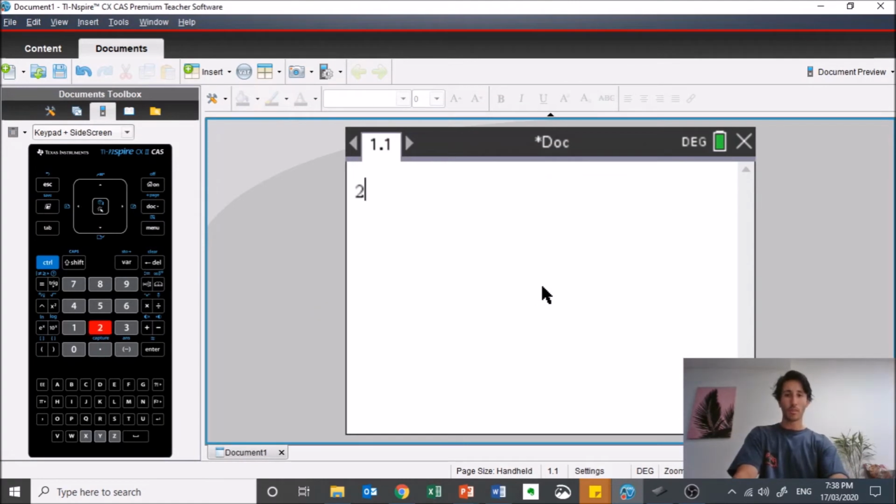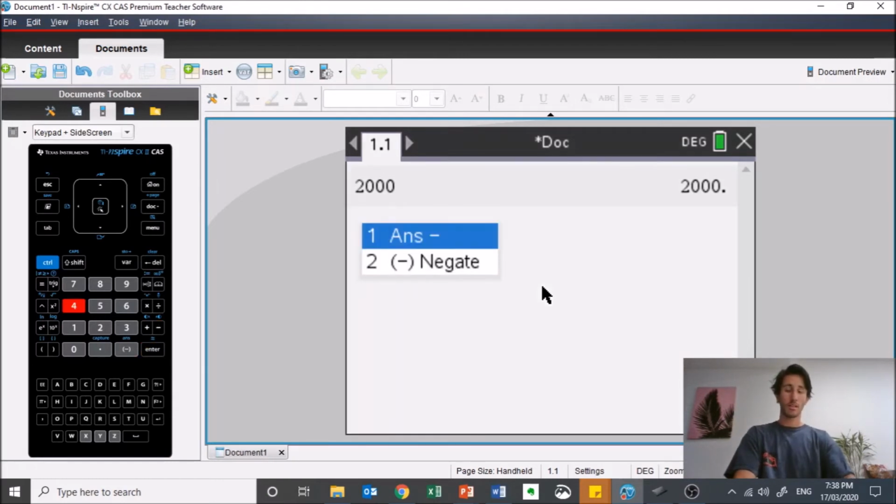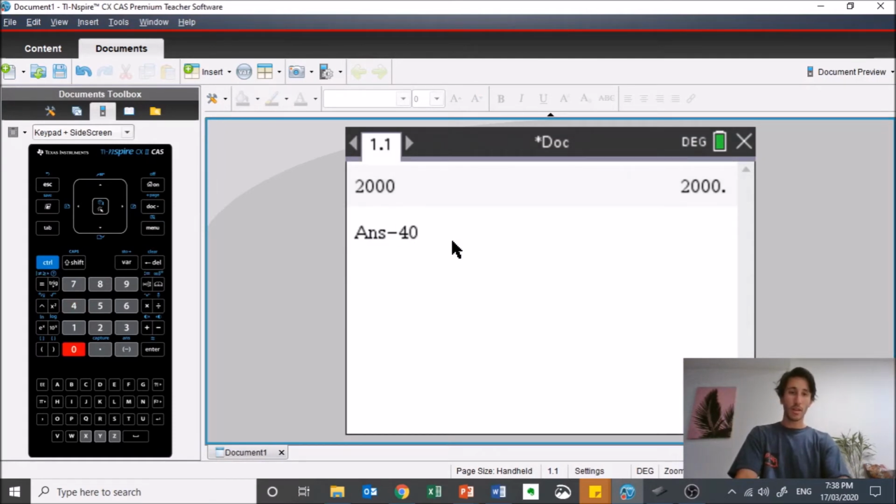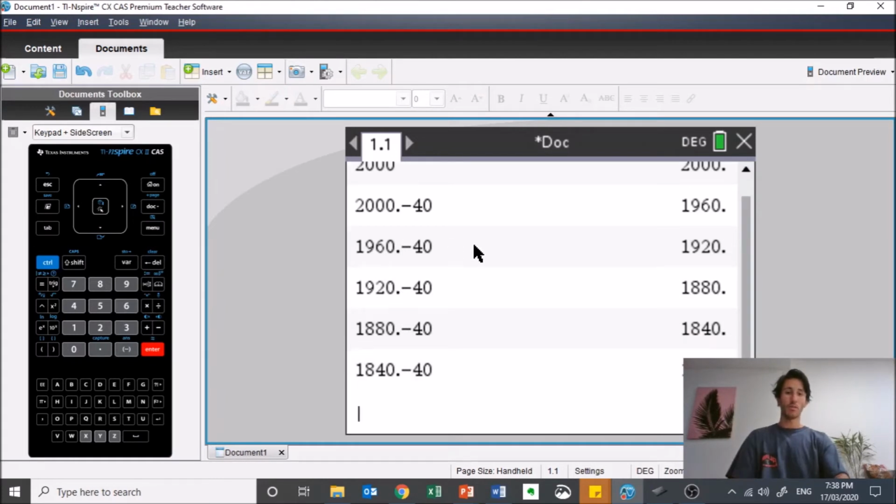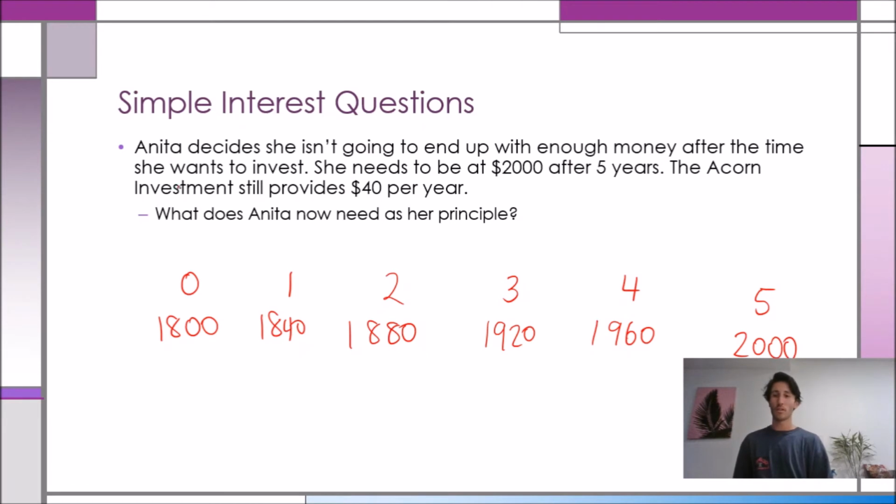So remember, with your starting value, you just type the number, press enter, and then you enter what the recurrence relation rule is telling you to do. So in this case, it's telling me to subtract 40. So we want answer minus 40 each time. And so that's 1, 2, 3, 4, 5. So we are correct. 1800 is the value that you need to start with.